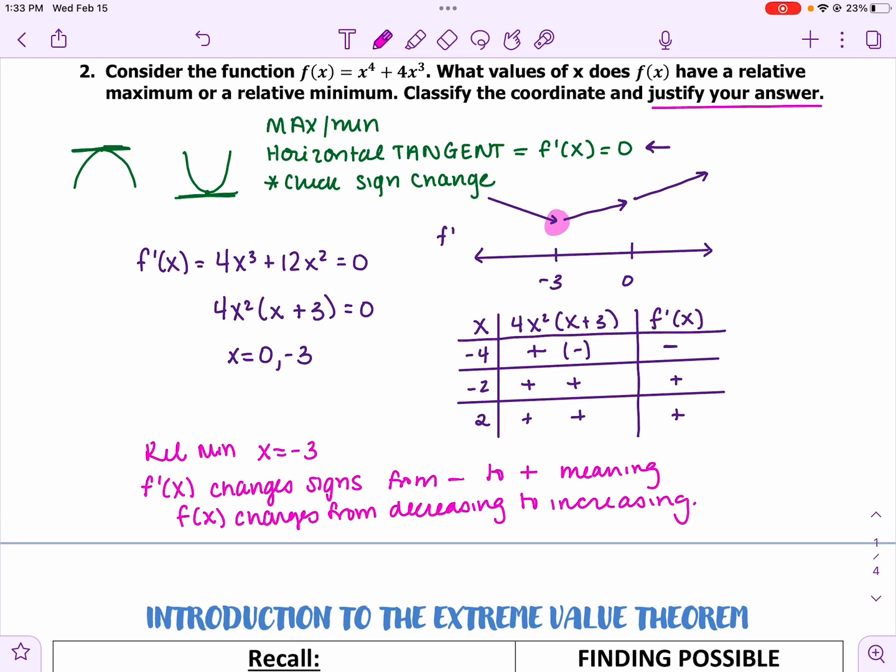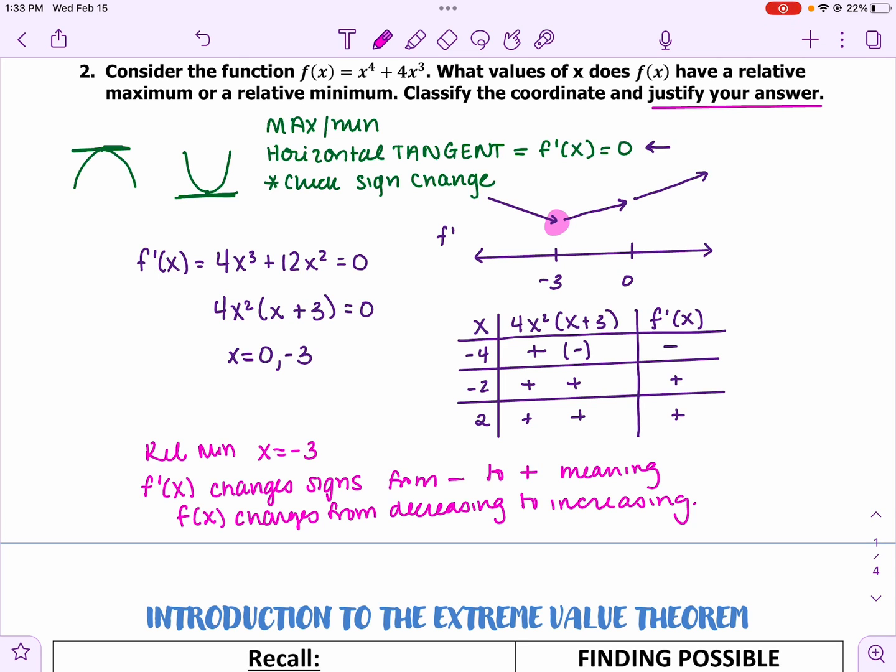So it is your job to practice writing this explanation, okay? You are going to classify something as a relative max or relative min, and then you're going to say, hey, I showed my work using the derivative, so what about the derivative says minimum? Well, it's the fact that the derivative, or the slope of the tangent line, goes from negative to positive, meaning that the original function goes from decreasing to increasing.